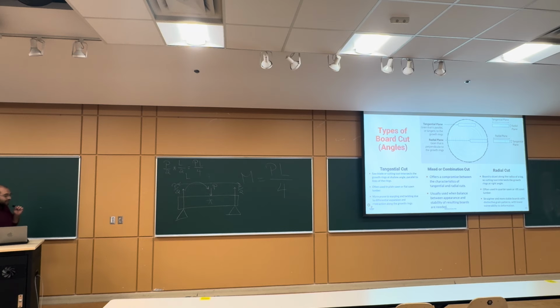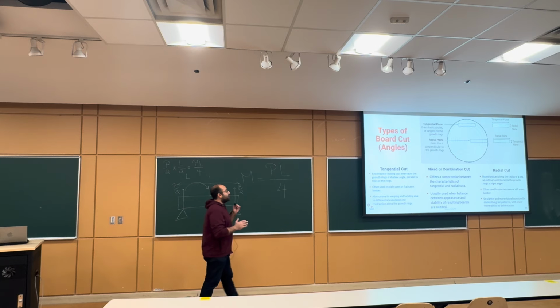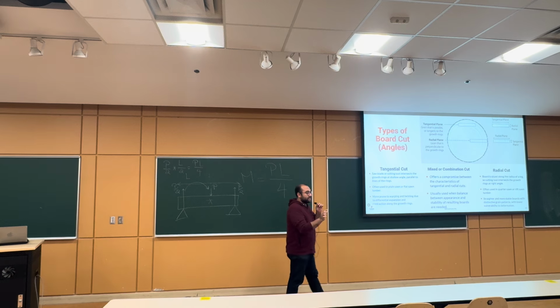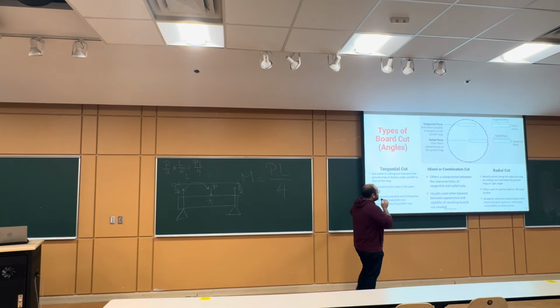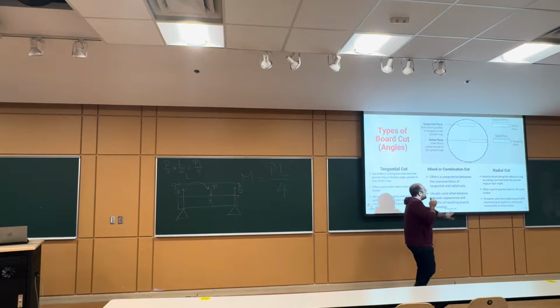So those were the cutting techniques, and now we will be talking about the types of board cuts, the product itself. So the produced product could be either a tangential cut, or a radial cut, or an intermediate between them, a mixed or combination cut.